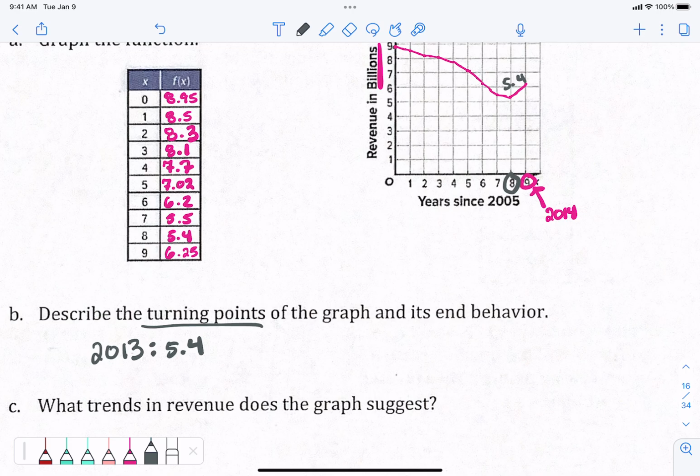The end behavior is saying as x goes toward infinity, what is the y doing? As x goes toward negative infinity, what is the y doing? Okay.